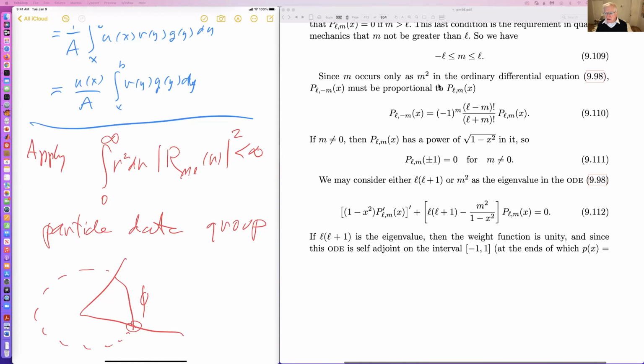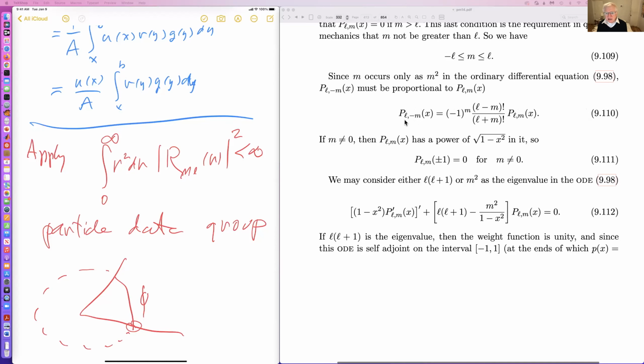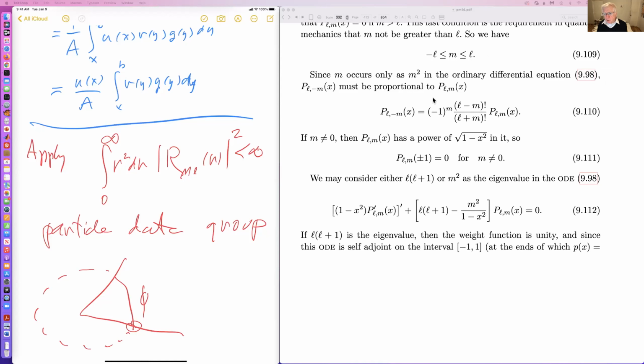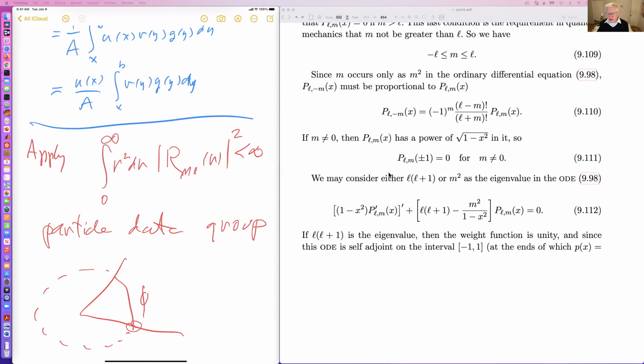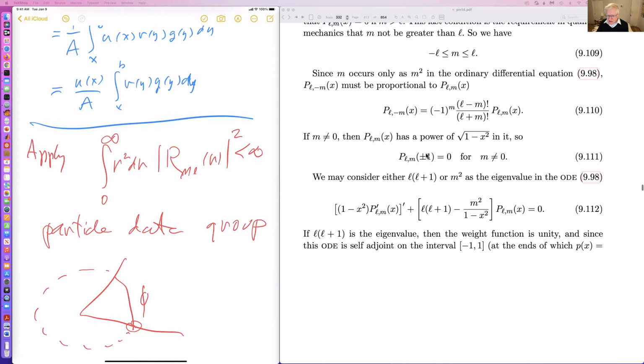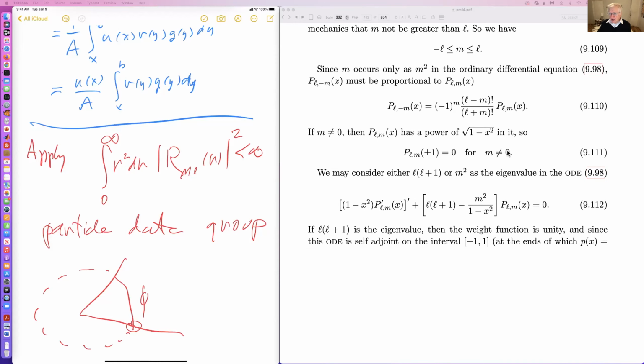since m occurs only as m squared in this ordinary differential equation, PL minus m must be proportional to PLM. And in fact, the proportionality is given by this expression here. If m is not equal to 0, then PLM has a power of root (1 minus x squared) in it. So PLM at plus or minus 1 vanishes. And this is something that has many important implications in scattering theory and the shape of atomic wave functions and nuclear wave functions and so forth.